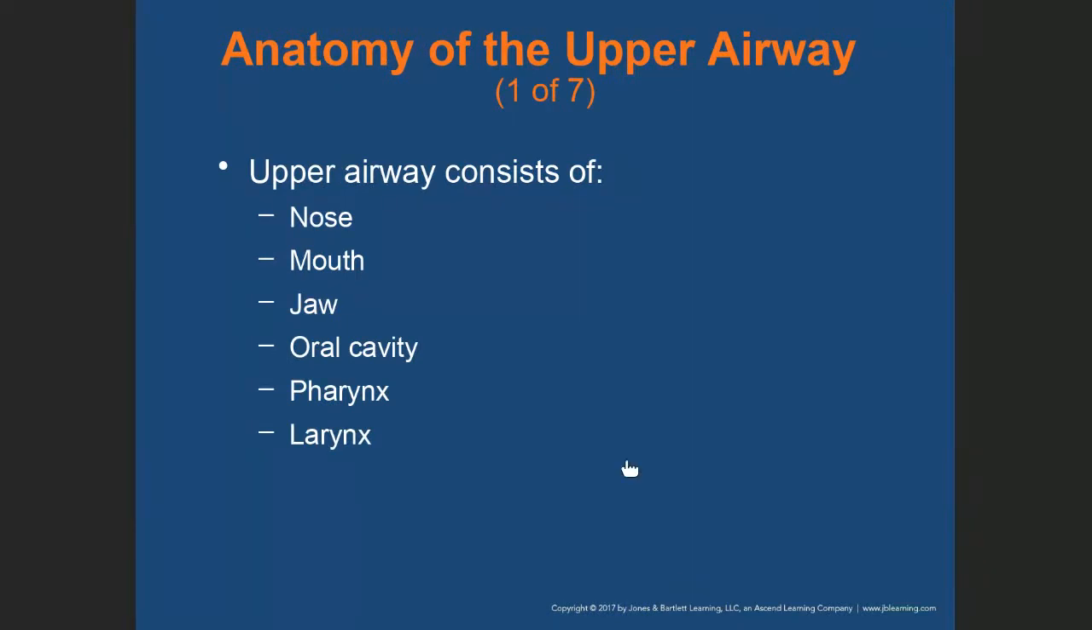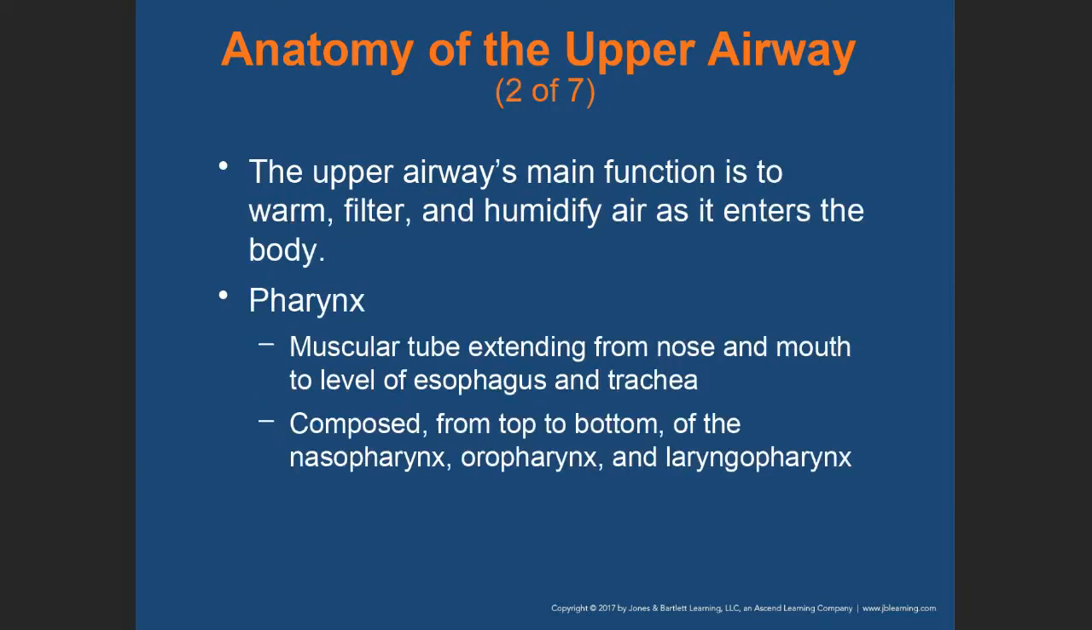The upper airway consists of the nose, mouth, jaw, oral cavity, pharynx, and larynx. The upper airway's main function is to warm, filter, and humidify air as it enters the body.